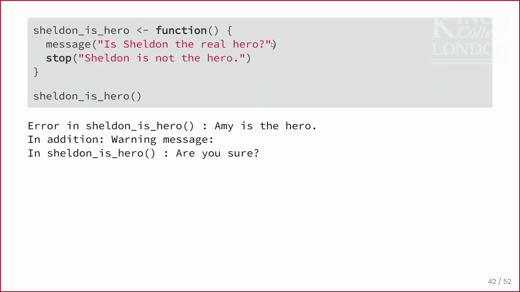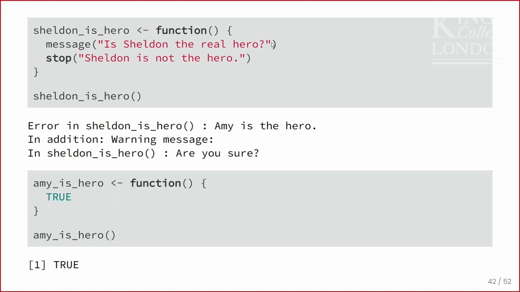Let's have a couple of functions to work with here. So firstly, I've got a function called Sheldon is hero. It produces a text message and then generates an error saying Sheldon is not the hero. I have a second function, Amy is hero, which returns true. Now, if you're working interactively with R on the console, then having an error generated like that is absolutely fine. But if this is happening inside a script, well, it's going to break your script, and you're going to have to fix it. Right? So this is not ideal.